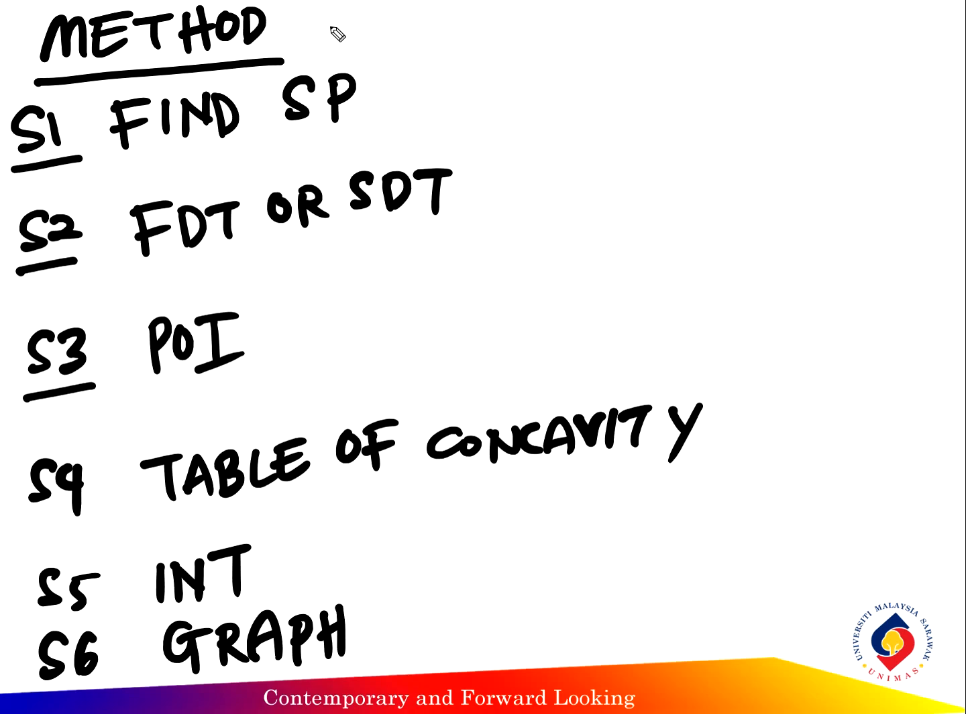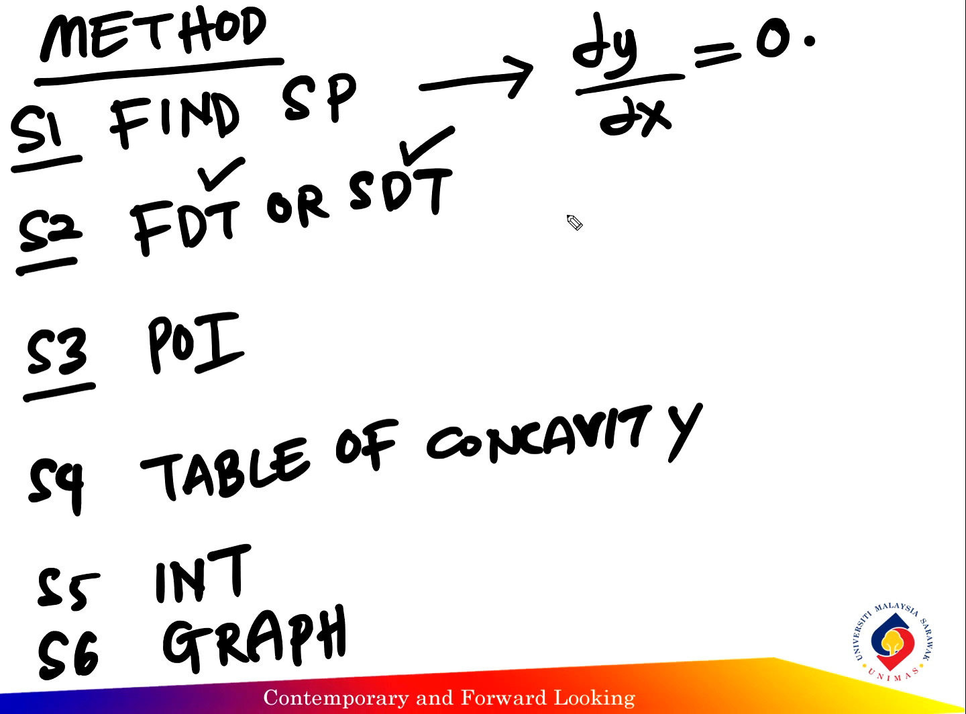Okay, the method before you sketch the graph of the quartic function. First you find the stationary points of the quartic function. For this one, you find the first derivative of the function, dy over dx, and you let dy over dx equal to 0. And second, you find the relative extremum points, the relative maximum or the relative minimum point, using the first derivative test or the second derivative test.